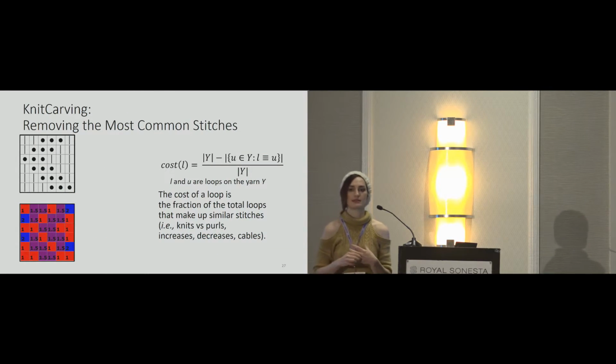So instead, let's think about this as a cropping problem, something like an image cropping problem. If I have this representation here with all of the different stitches, I decide that each of those stitches or loops has a cost to remove. If a loop is depended on, then its cost is infinite. The whole thing's going to fall apart if I remove it. But if it isn't, then its cost is based off of its rarity in the sample, the number of loops as a fraction of the total loops that make up similar stitches. So if I've got a lot of knits, then knits have a very low cost to remove. And if I've got very few purls, then purls have a very high cost to remove.